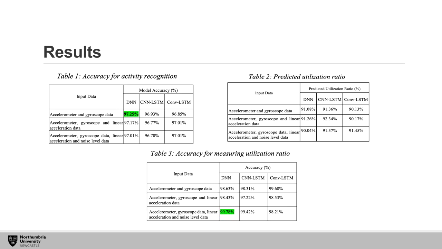For productivity measurement, DNN model using accelerometer, gyroscope, linear acceleration, and noise level data achieved the highest accuracy, 99.78%. But the variation of the achieved accuracies are insignificant among the models and the input combinations. Less than 1% for activity recognition and less than 3% for productivity measurement.